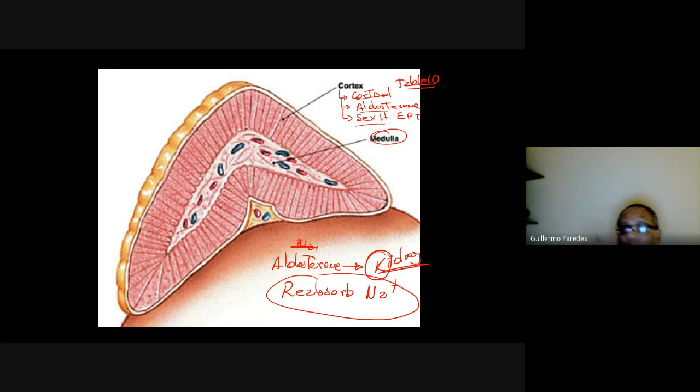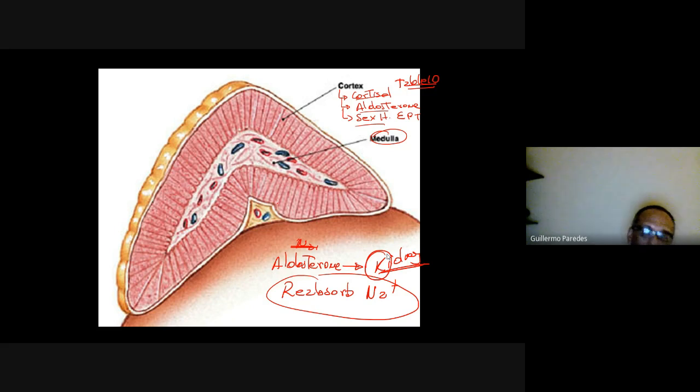Okay? Now, what I want you to remember about this, and don't forget this, please, is this. When sodium gets reabsorbed by the kidney under aldosterone, there is an exchange: sodium enters and potassium exits. That is the exchange. When you reabsorb sodium, the kidney is going to exchange it for the elimination of some potassium. Don't forget that, please. This is going to be so useful.